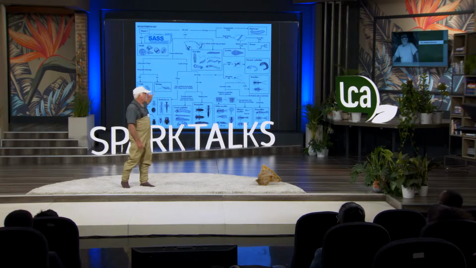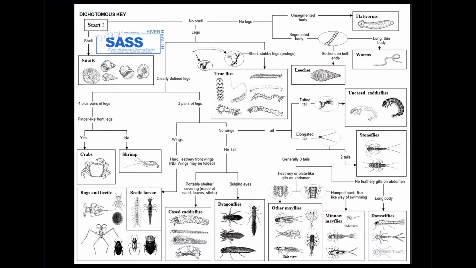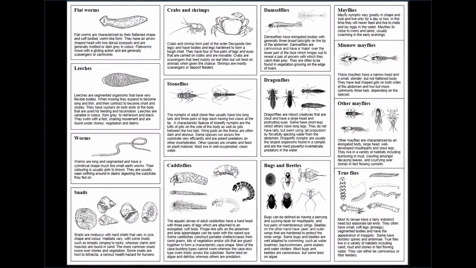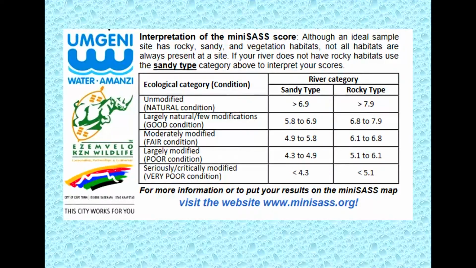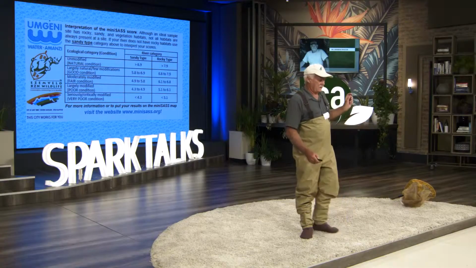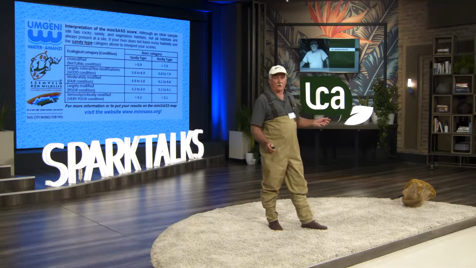Now, they have these keys. If you want to use it, it's very nice and nifty. As you go on, you start learning about these things, you start to know them, and you can very easily use this key to key out the different organisms. These are the different groups or taxa that we use, and they are all named there: flatworms, crabs, shrimps, damselflies, etc. You use this to identify your species, and in the end, you can use it with your score to establish what kind of river you have.